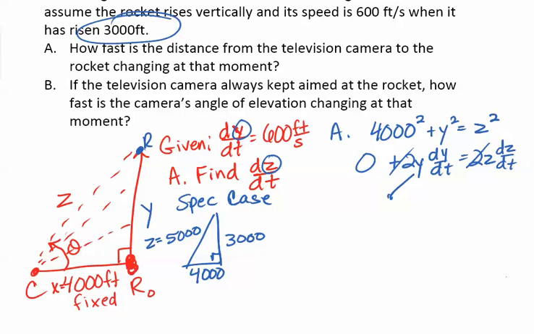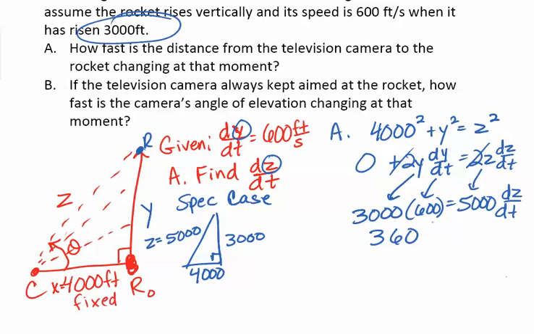So our y value is 3,000. Our dy/dt was the rate the rocket was rising. That was the given. And on the other side, our z value is 5,000, and the variable we're looking for is dz/dt. So we can divide both sides here, and I think we're going to come up with 360 if I'm reading my notes correctly. And our units are in feet and seconds.